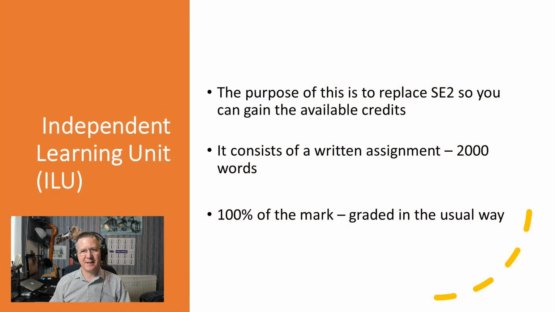So the first thing is, like I said, the purpose of this module is to replace SE2 so that you can gain 20 credits that will add on, so you have the full 120 credits leading into the third year, whichever you may decide to do. It is a written assignment. It's 2,000 words long, written in an academic way, so it needs to have reading associated and follow the normal academic conventions. It will be submitted on Turnitin, and I will be marking all 3 of them, and I'll have Peter second marking them for me.